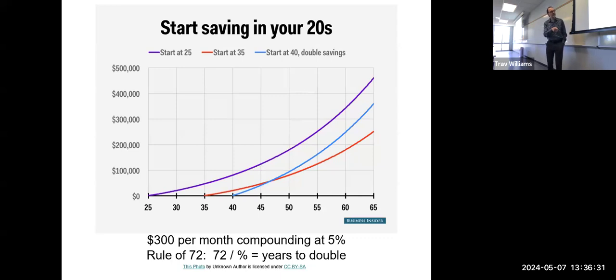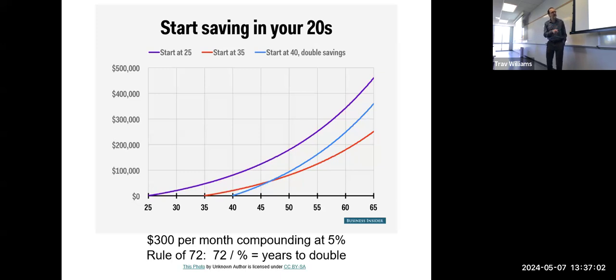On the other hand, let's say you started at age 35. And you're putting in $300 a month at 5% interest. It grows as well, but notice that by the time you get to 65, it's only $250,000. That 10-year delay costs you $200,000 of potential growth, right? So the earlier you start saving and investing, the better.